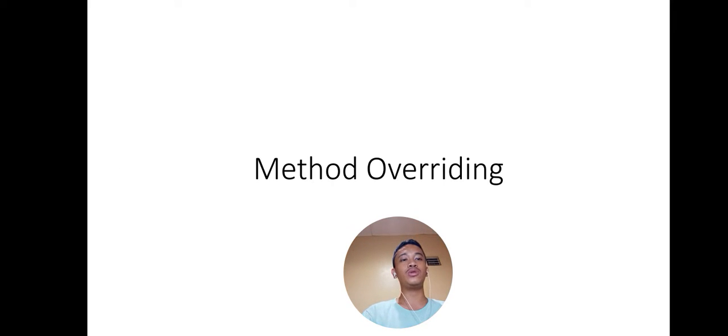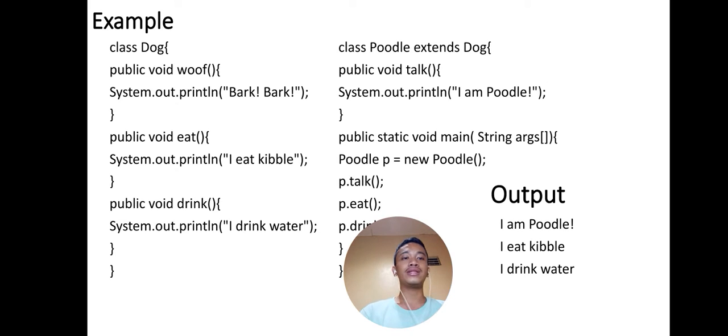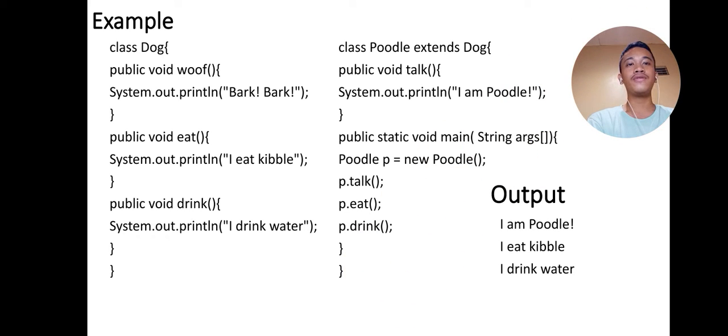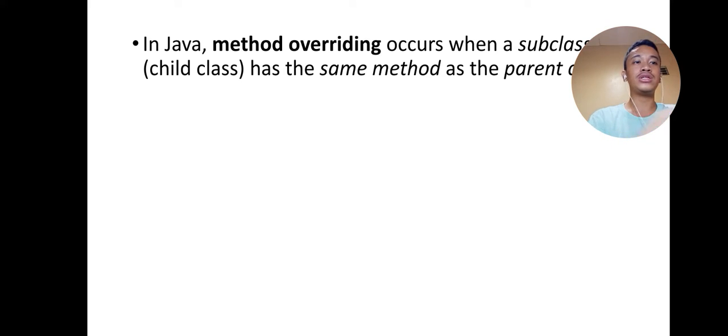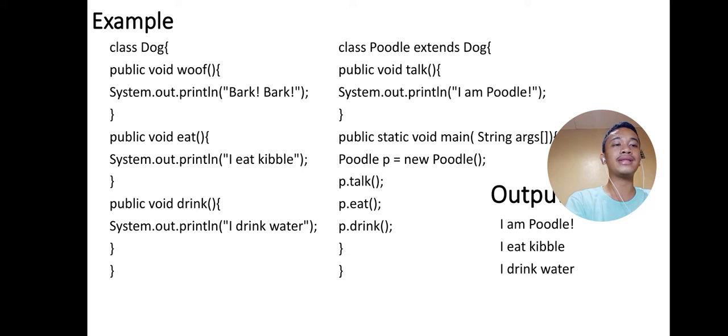Now let's proceed to overriding. So when we say method overriding in Java, it occurs when a subclass or child class has the same method as the parent class. So what does it mean? So we have an example here. Now let's confirm this example if it is really an example of method overriding. So it says in our definition that our subclass has the same method as the parent class.